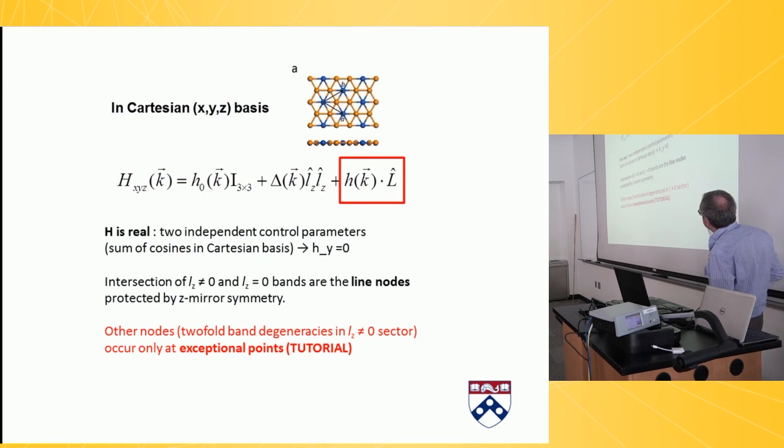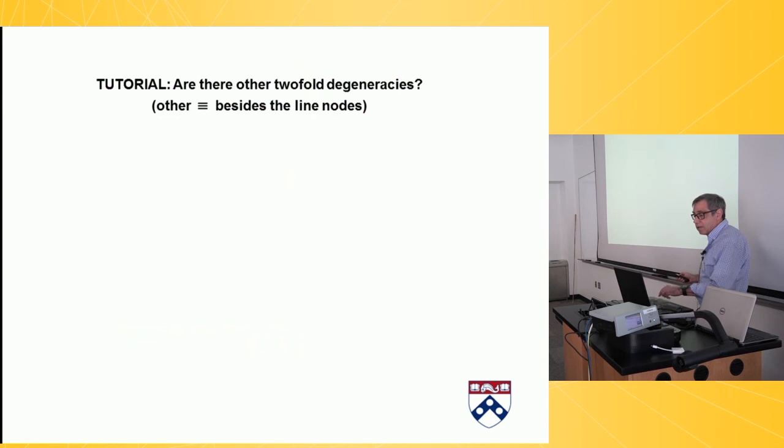And now you can ask yourself, are there other nodes? Are there other places where the bands come into contact in that problem? Or is it just the line nodes? And that's where this gets pretty interesting. So, tutorial, okay. Are there other two-fold degeneracies, contacts, and other means besides the line nodes that are enforced by mirror symmetry? Is that possible or not?